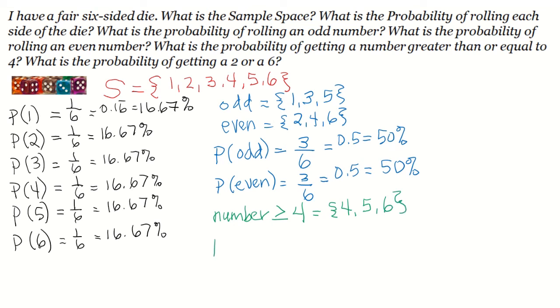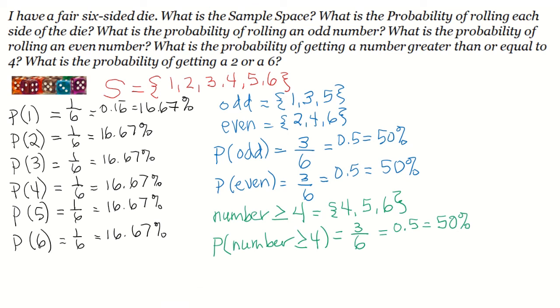So to get the probability of the event of a number greater than or equal to 4, we've got 3 possible outcomes, the numbers 4, 5, and 6. And then we're going to divide it by the total number of possible outcomes, which is 6. So 3 divided by 6. Once again, that's going to give me a 50% probability or a 50% likelihood that I'm going to have an outcome of rolling a 4, 5, or 6.